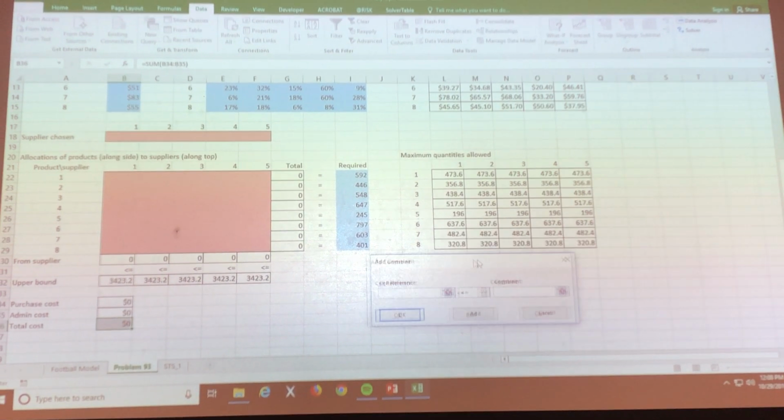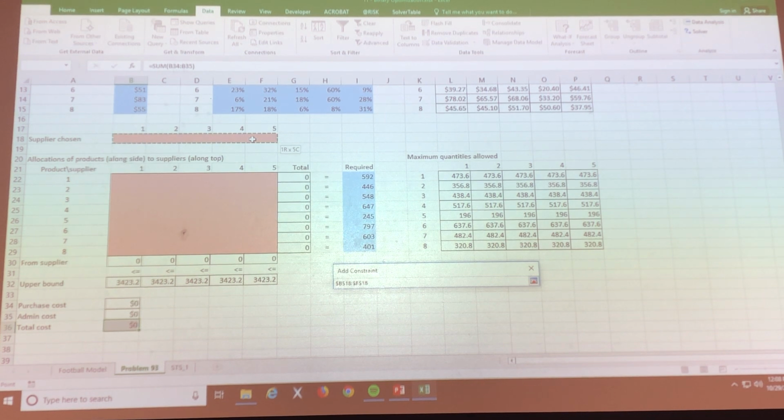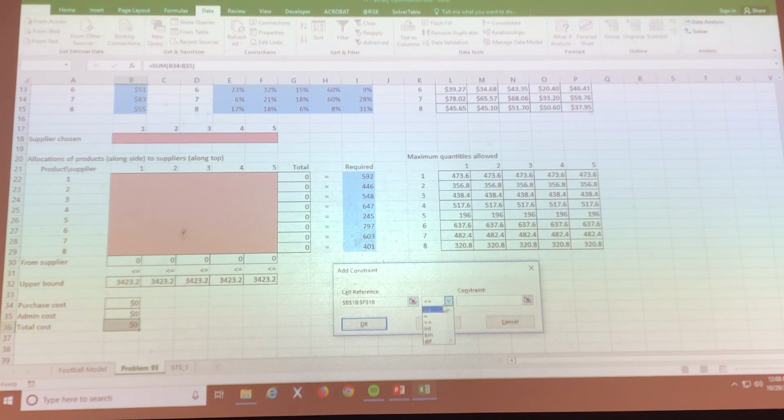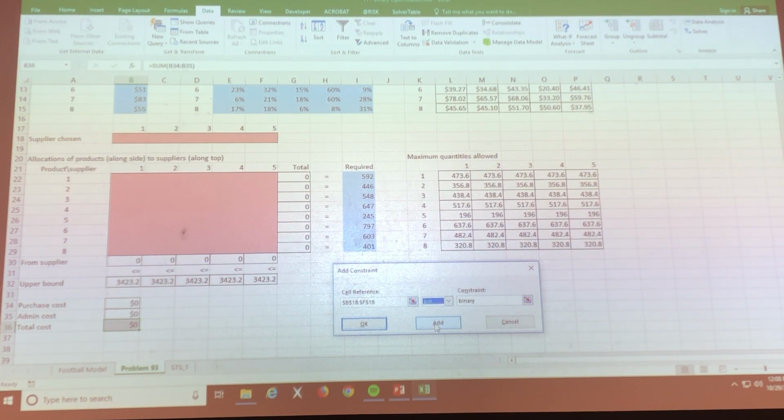What would you put in first? So you don't forget it, it might be a good idea to put that binary in there. So B18 to F18 should be binary. And I always have to tell you whether we're going to use an integer or not, and I do on the test as well. On this one, we are going to add an integer to this range right here, B22 to F29, the quantities of the product from the supplier. We'll make that integer.